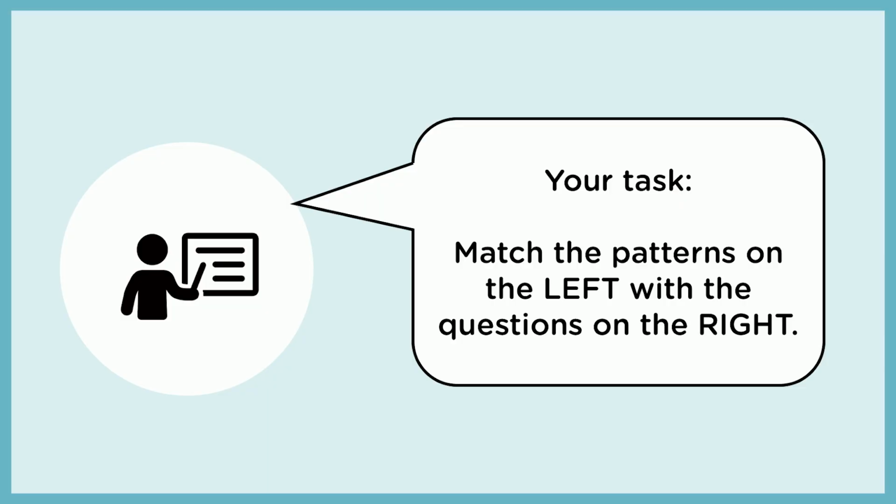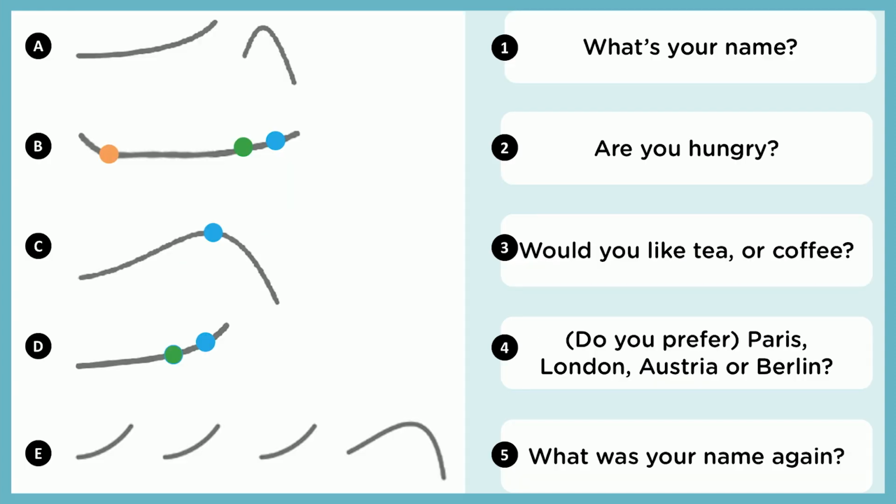Okay, so now we're going to test your memory of the rules that you just learned. Fantastic. You're going to see an activity with patterns on the left and questions on the right. Your task is to match these patterns with the correct question type. We'll give you, how long? 10 seconds. 10 seconds to do it. Think fast.